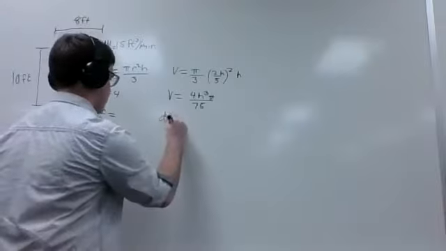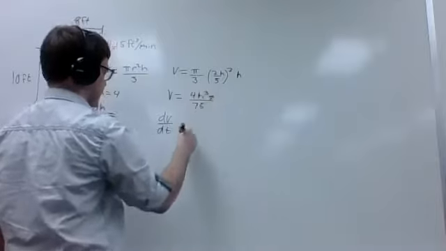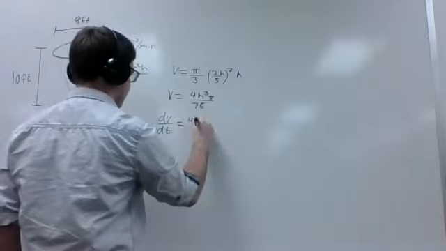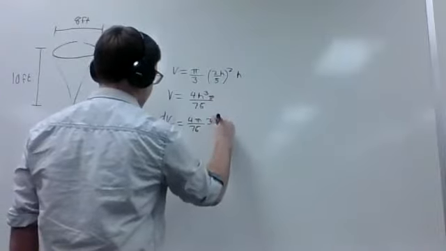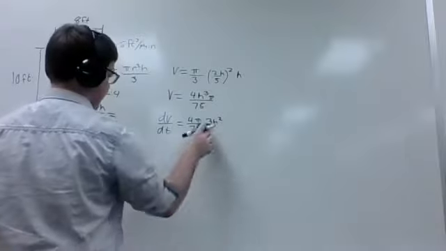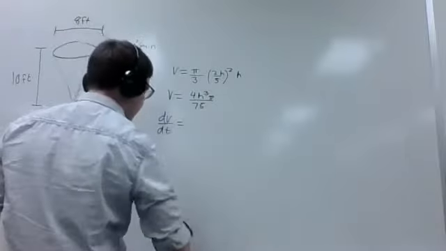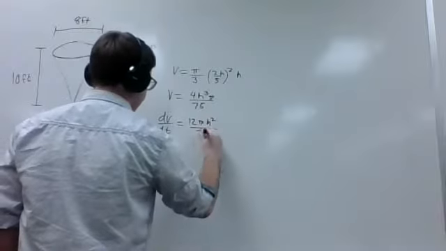So if we take dV/dt, all this stuff is just constant multipliers. So we can just say that it's going to be there. And then we can drop our 3 minus the power by 1. So we can rewrite that as 12 pi h squared over 75.